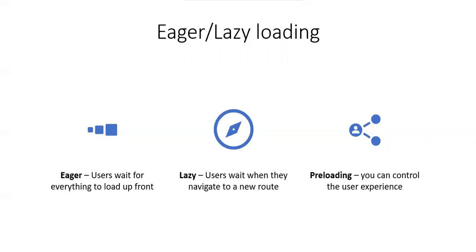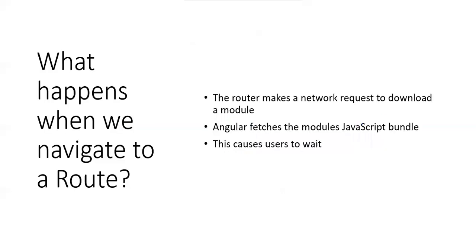Now let's talk about an intermediate option called preload strategies. In preload strategies, we can control the user experience based on our needs. For example, you can load your modules based on your needs, or you can load all the modules. Those are the kinds of strategies we will be seeing. To add more about this: what happens when we navigate to a route in lazy routing? The route makes a network request to download a module, and it fetches the module's JavaScript bundle. This causes the user to wait. So this is where preloading comes into place.